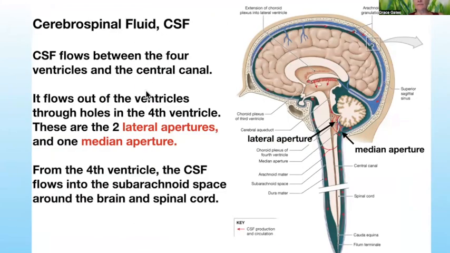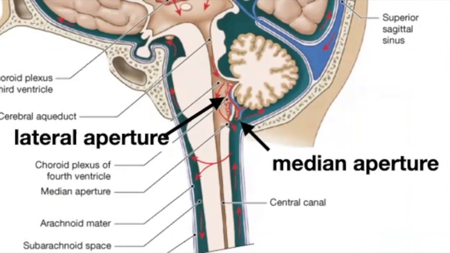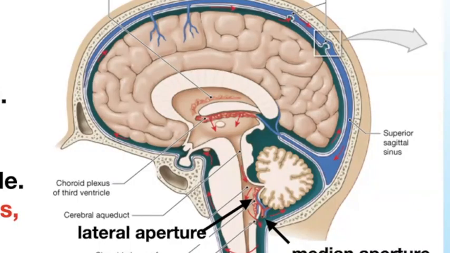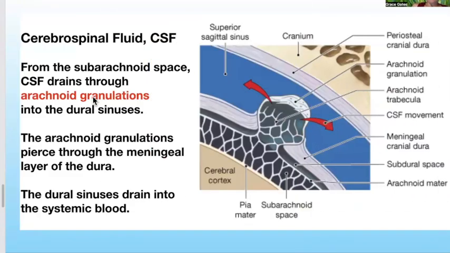Okay, CSF flows between the four ventricles and the central canal. Then it flows out of the ventricles through holes in the fourth ventricle. There are two lateral apertures, or holes, and one median aperture. From the fourth ventricle, after it comes out of the holes, the CSF flows into the subarachnoid space around the brain and the spinal cord. From the subarachnoid space, CSF drains through arachnoid granulations into the dural sinuses.